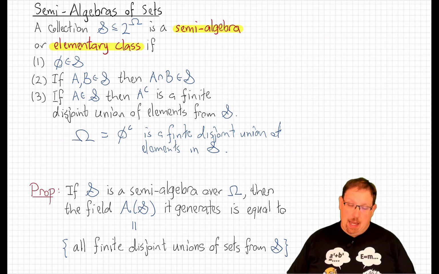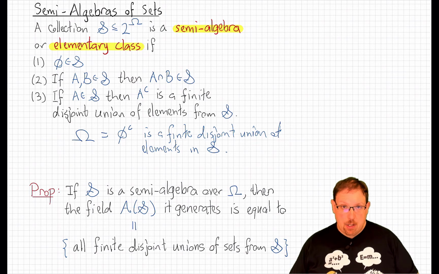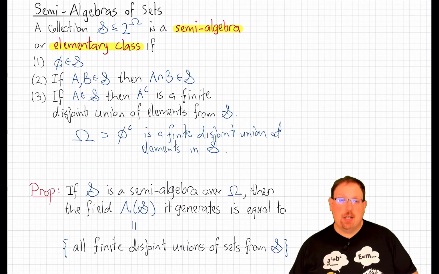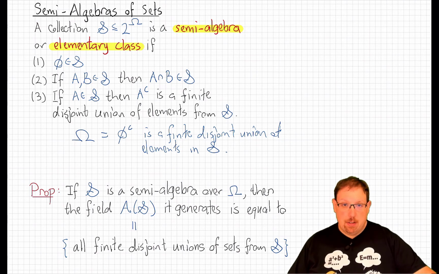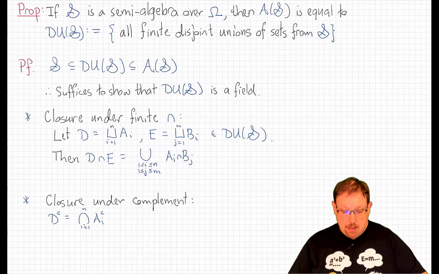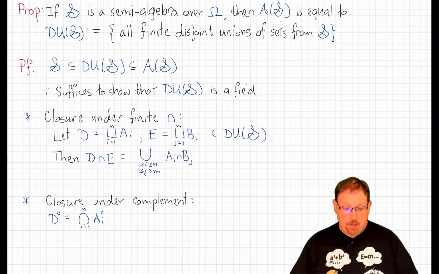What we saw happen on the last slide, where the field generated by the half-open intervals was nothing other than the set of finite disjoint unions of those half-open intervals, always happens for semi-algebras, and that's the proposition that we're going to prove now. If S is any semi-algebra, then the field that it generates is exactly equal to the set of all finite disjoint unions of sets from that semi-algebra. Let's go through a careful proof of this fact.